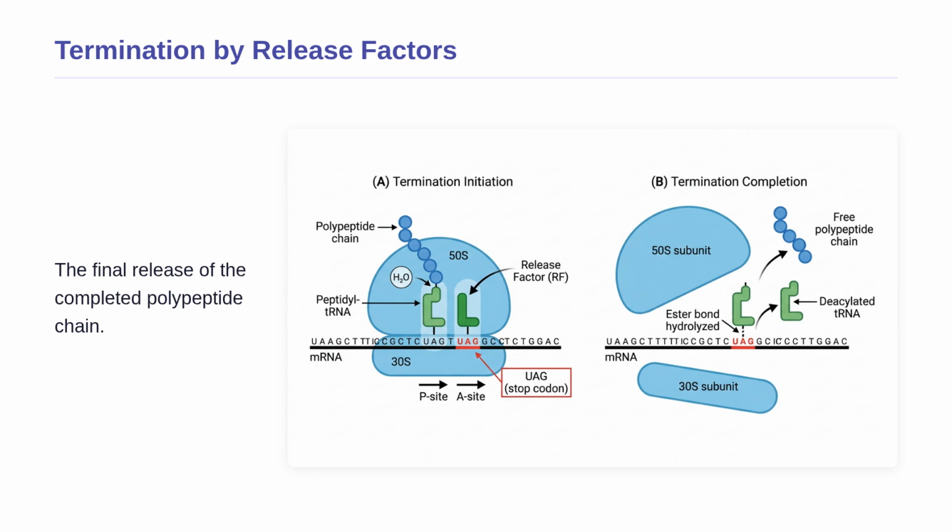Now, look at the right side of the diagram to see the aftermath. The chemical bond has been severed, and the fully completed free polypeptide chain is floating away to fold into its functional shape. The empty transfer RNA is ejected, and the entire factory dismantles. The large 50S and small 30S ribosomal subunits separate from the messenger RNA, ready to be recycled for the next round of translation.